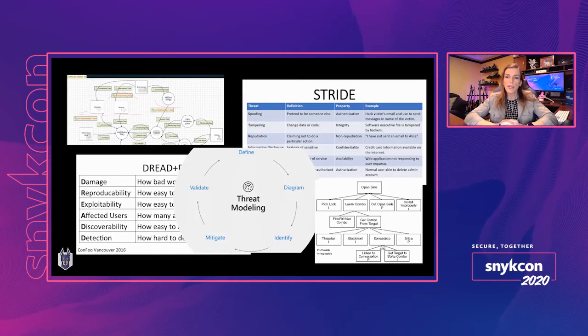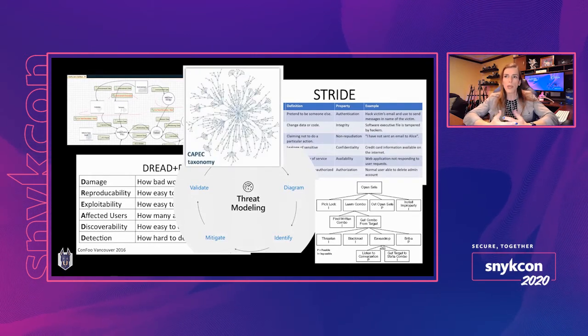And as we define these threats and start to identify them over time, we became aware that maybe we should start to organize this more. And so this thing called the CAPEC taxonomy came to being. This was supposed to make life easier, but look at how complex that can be when you map that out.